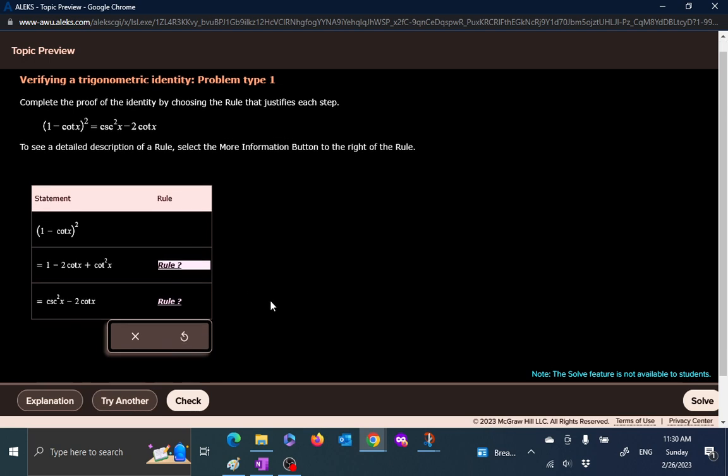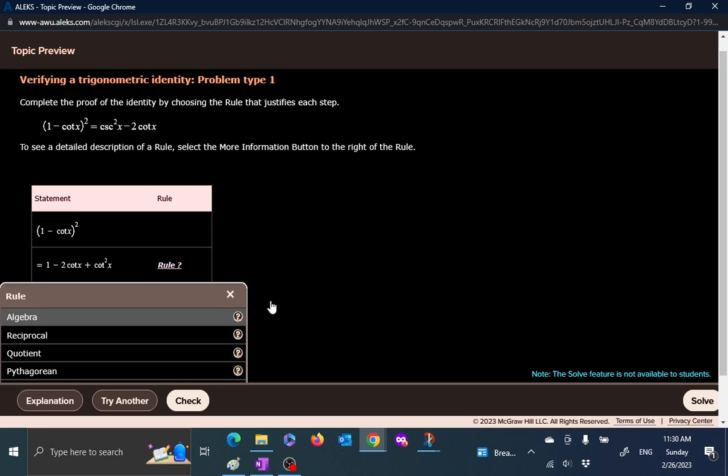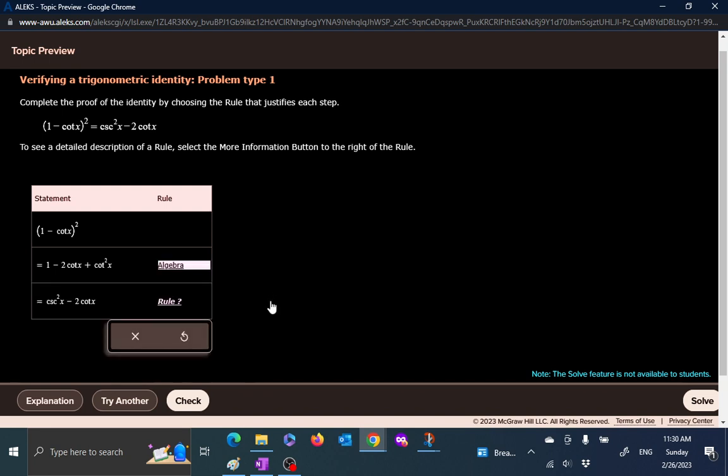So in this identity, it says 1 minus cotangent squared is equal to cosecant squared minus 2 cotangent of x. From the first to the second, what are we using? Of course, just like the previous problem, this is an example of algebra being used here. 1 squared is just 1, cotangent squared is cotangent squared of x. Twice the first times the second is minus 2 cotangent of x. So as of yet, we haven't applied any trig identity.